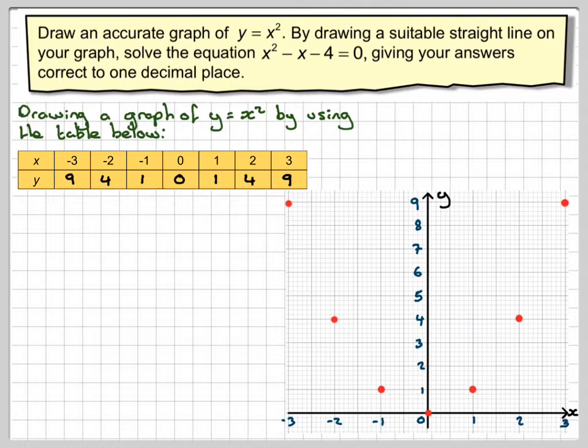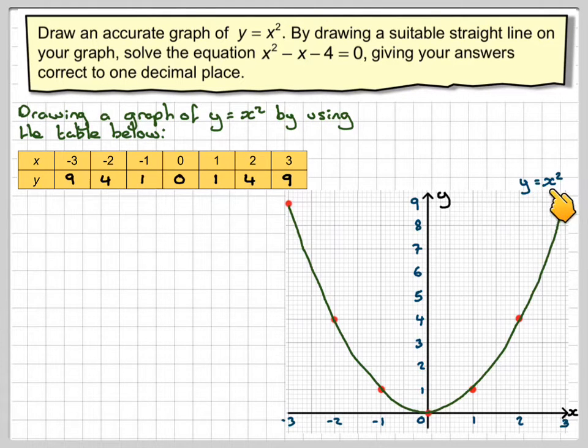Now it's very important that you draw this graph as accurately as possible. If you struggle, then maybe get your calculator to work out a few extra points, like this one here, and this one here, maybe this one and this one, to make it easier to draw the graph more accurately. Another thing you can do is turn your paper upside down and draw an N. It's easy to draw an N rather than drawing a U. So draw the graph as accurately as possible and then label it y is equal to x squared.